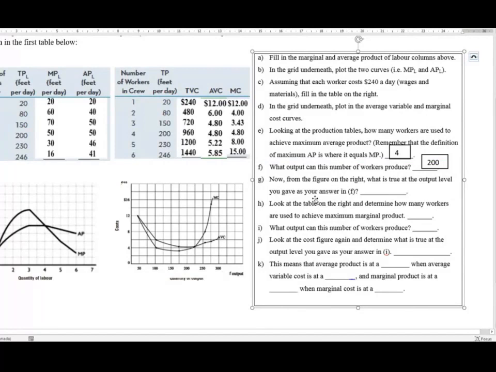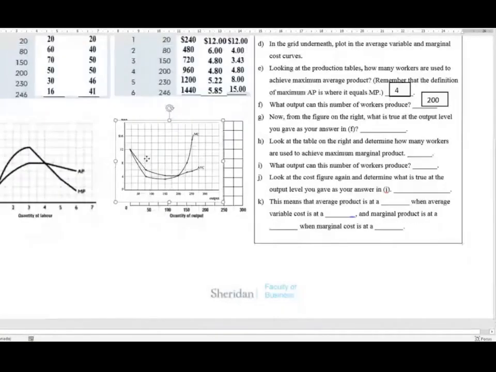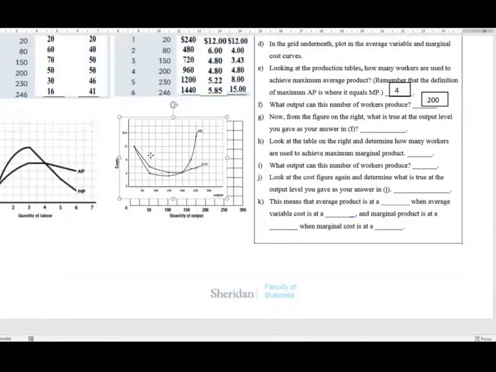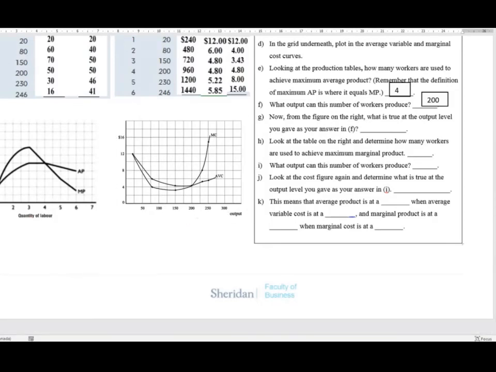Now it says, now from the figure on the right, what is true at the output level you gave as your answer in F? So at 200 units of output, what is true? Oh, I think they've actually made a mistake in the solutions. I'm just going to fix it. Give me 1 sec. Almost done. So yeah, the original answer had they put 50 here and shifted these all to the left, so that was wrong. So now what's the correct answer? Yeah, it's not the most clear question. They were looking for this. So minimum average variable cost achieved when output is 200.